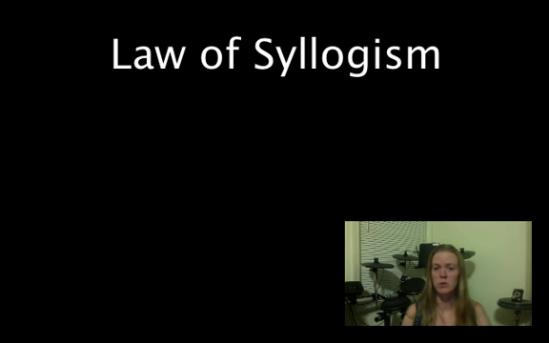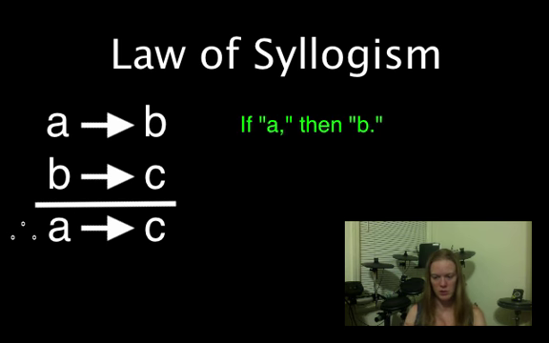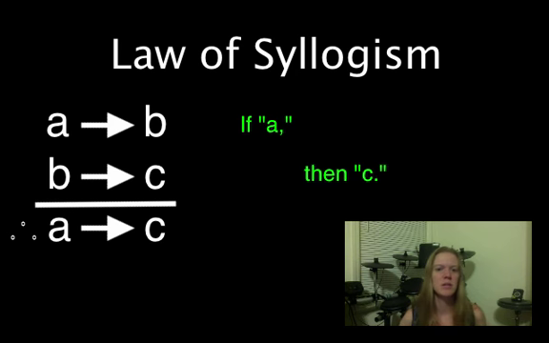The next law that we're going to talk about is the law of syllogism. The law of syllogism looks like this, symbolically, and it says we have a series of conditional statements. So if A, then B is true. If B, then C is true. So we don't need to have B in there. We can combine those two statements into one. If A, then C.